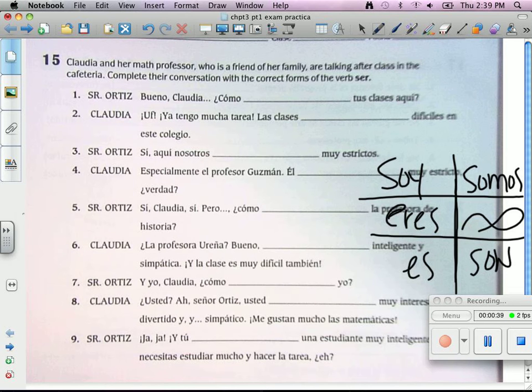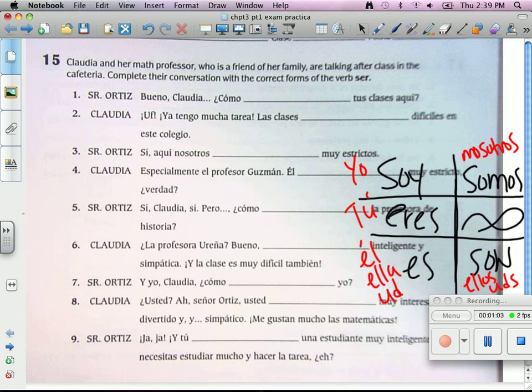All right, and then we're also going to want to go ahead and put our, how do you call these things? Our pronouns, okay? We're going to go ahead and put our pronouns on. So that is yo, I, tú, you, él, he, ella, she, you formal, usted, nosotros, we, ellos, they. Can't write that fast. Ellos, they. Ustedes, y'all.